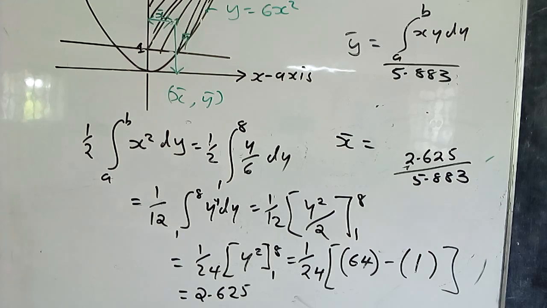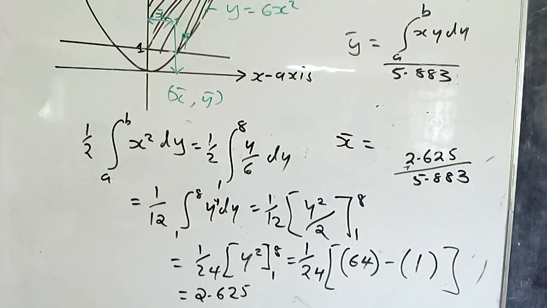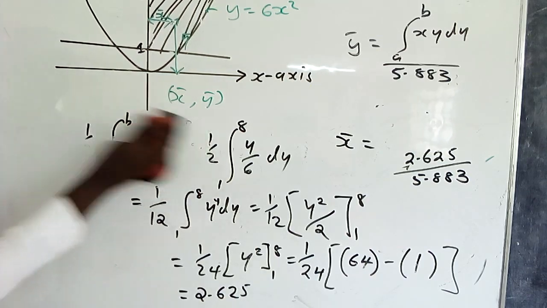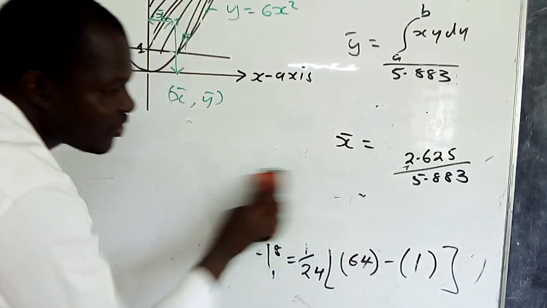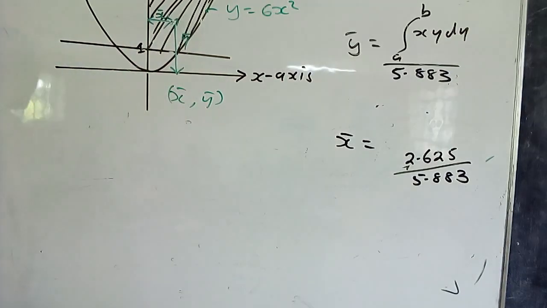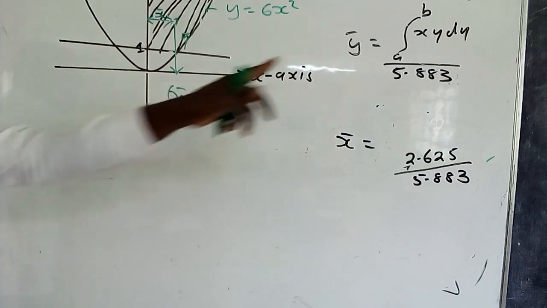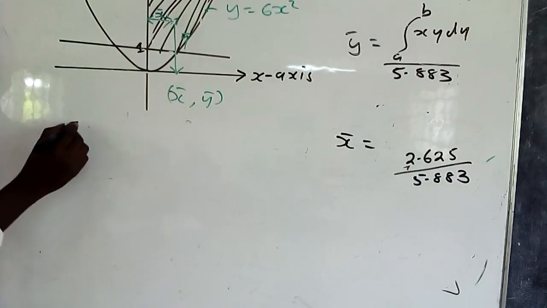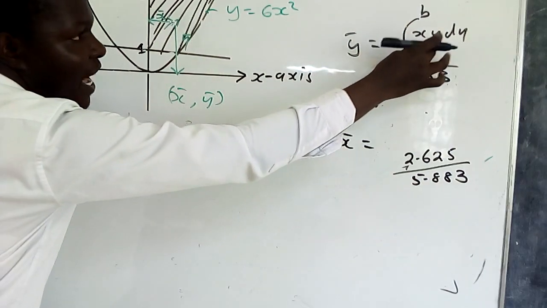Go on. The next one. We are left with this numerator. Let us deal with that numerator. You can see how doing this centroid is very enjoyable, isn't it? It is very enjoyable because it is very systematic. Yes. So go here. You are integrating from A to B of xy dy.